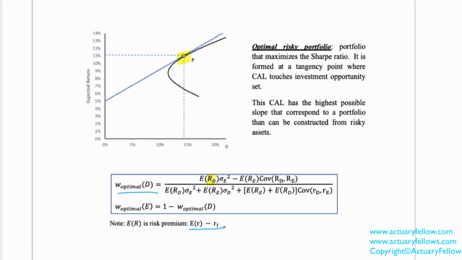This formula is kind of similar to the weight formula for minimum variance portfolio. If we get rid of the expected excess return and replace the sum of the expected returns with 2 in the denominator, we get the weight formula for minimum variance portfolio.